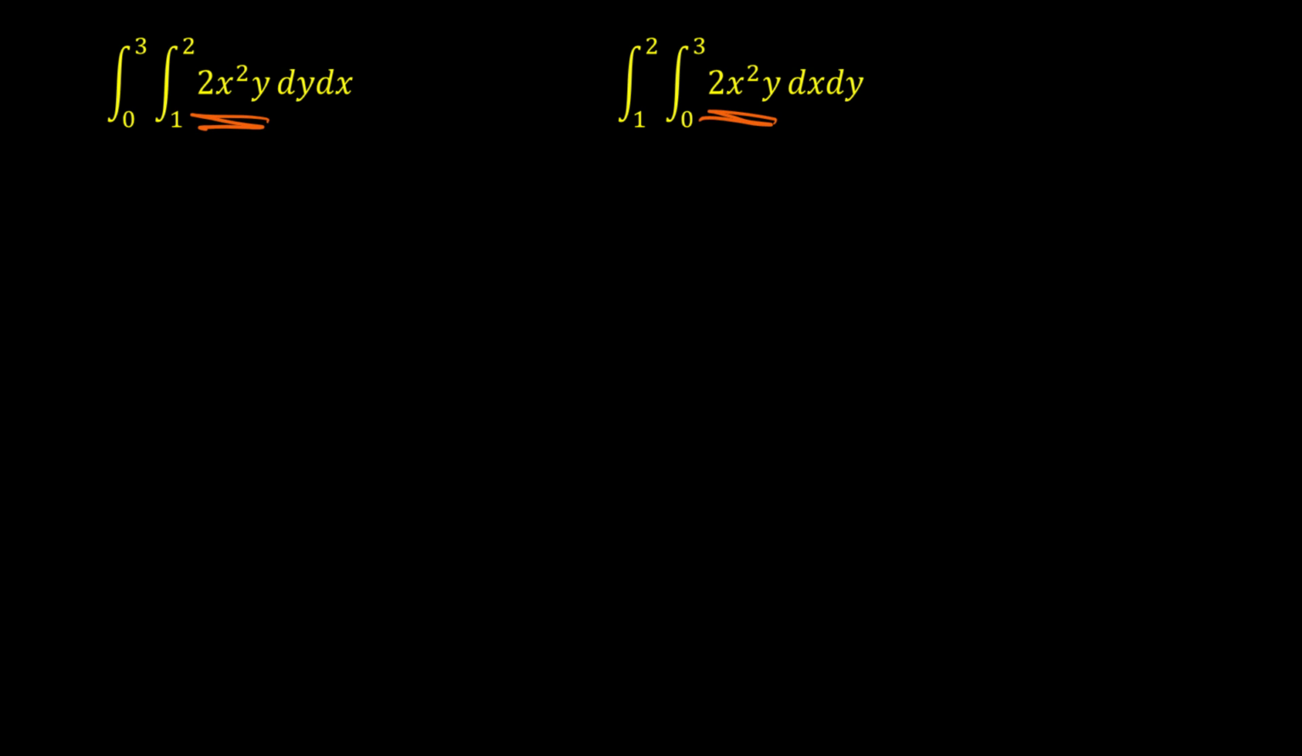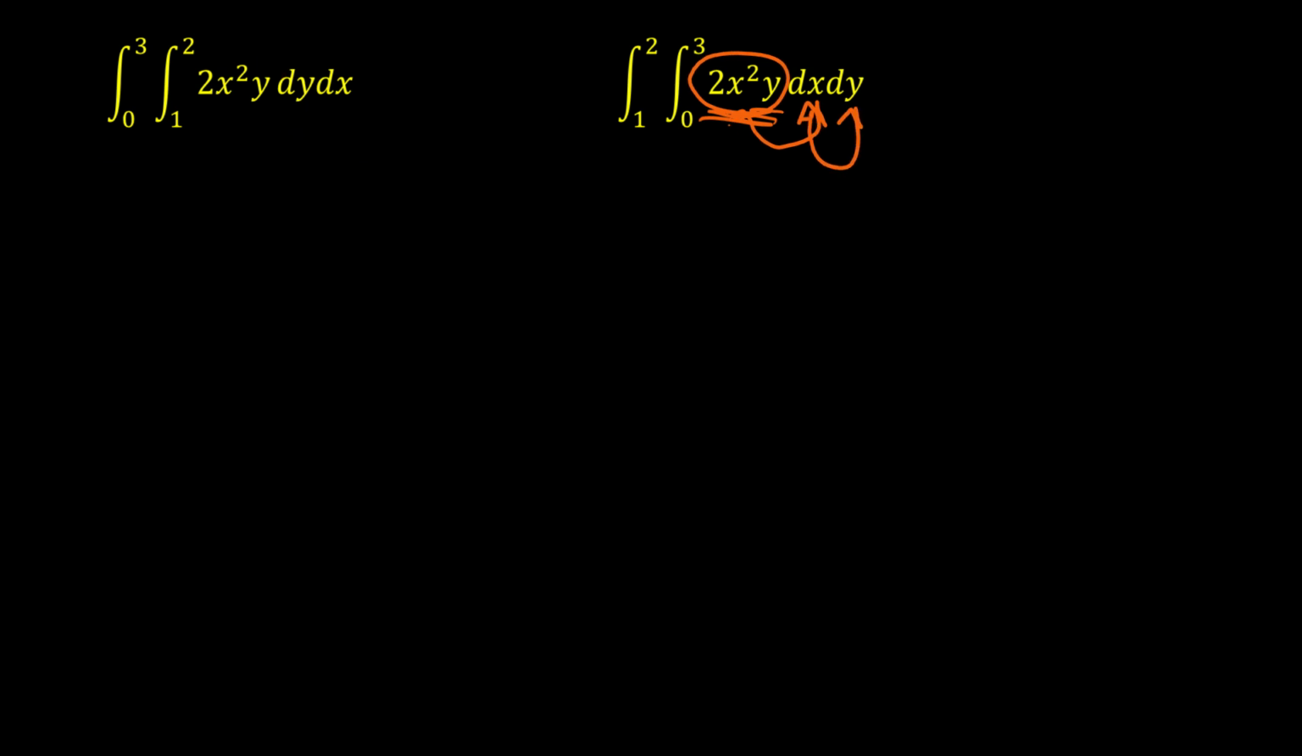The difference is that in the first integral, we want to find the integral of this two variable function with respect to y first, then with respect to x. But here, the order is changed. First, we want to find the integral of this function with respect to x, then with respect to y.